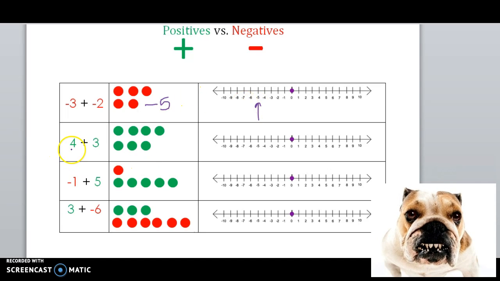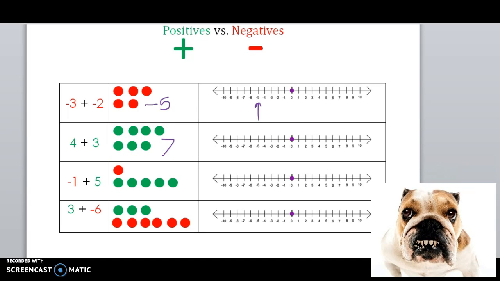Let's look at our next example. We're adding 2 positives. So again, I'm just going to combine them because they're the same sign. I have positive 4, positive 3, which when added together gives me positive 7.